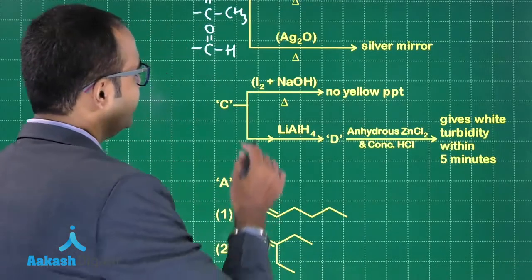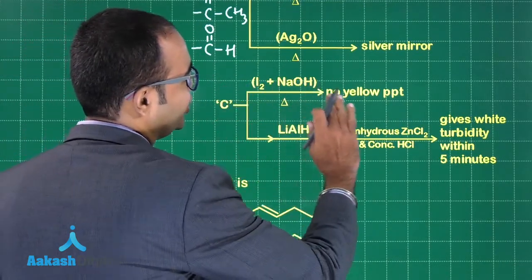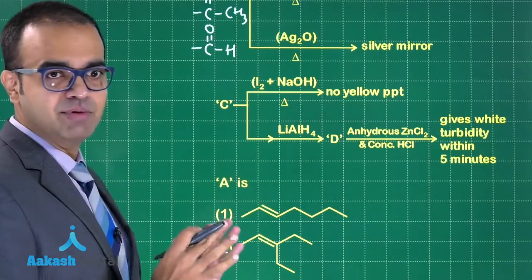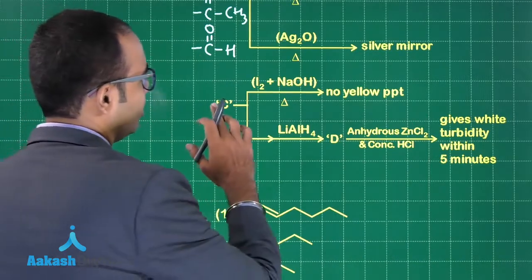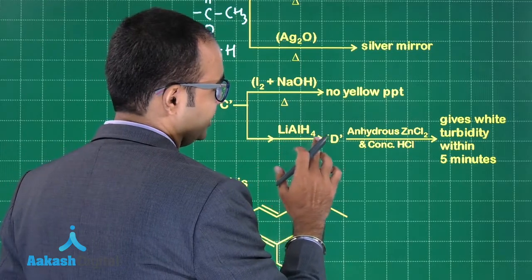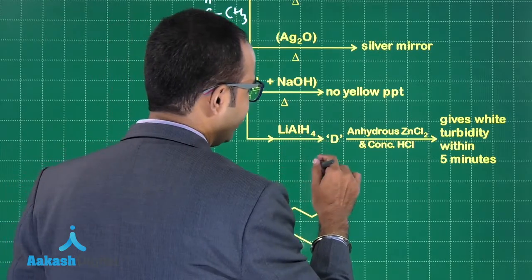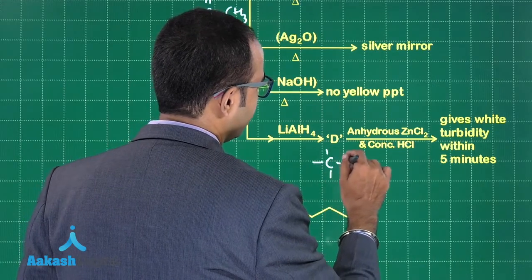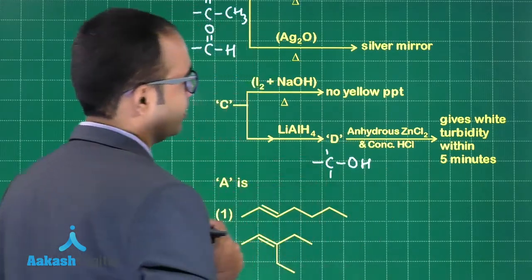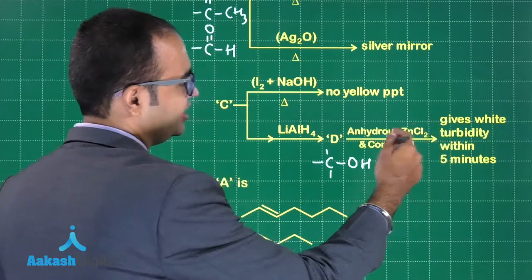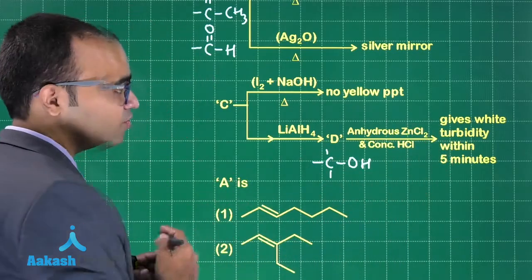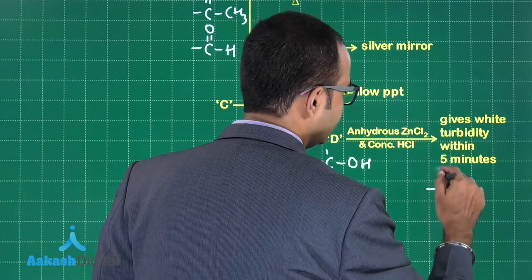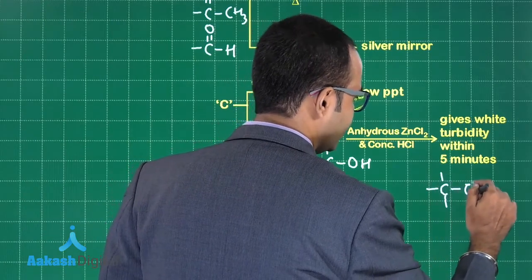Okay. C with I2 and NaOH, no yellow precipitate. So C will not have a CH3C=O group. Okay. Lithium aluminum hydride gives you D. So here we'll get what? Here we'll get an alcohol. Okay. Anhydrous ZnCl2 and conc HCl. What will I get over there? This will get converted to Cl.